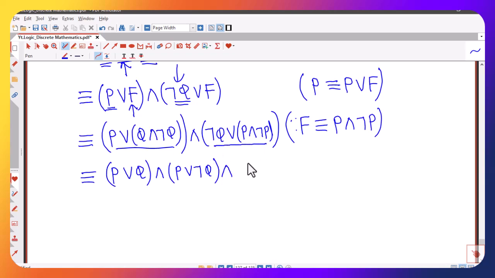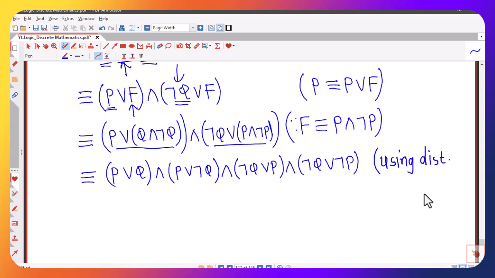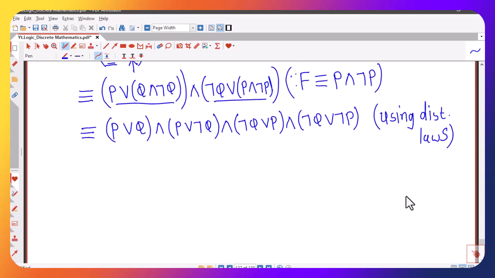Then we apply distributive law here. We have negation Q or P and negation Q or negation P. This we have written using distributive laws. Then we will check whether we have any repeated max term or not.